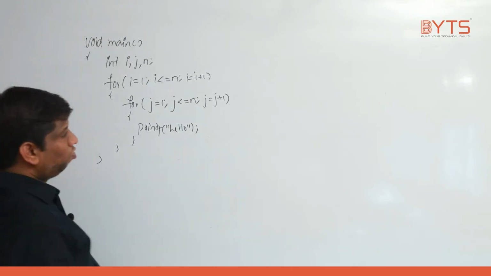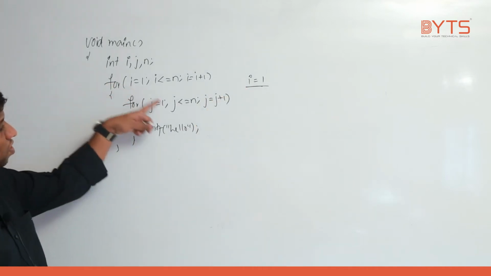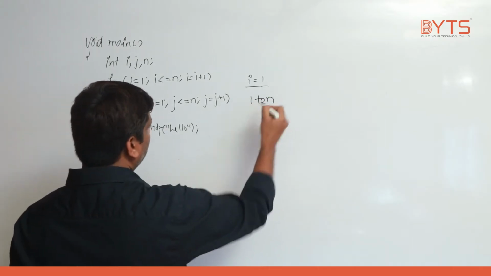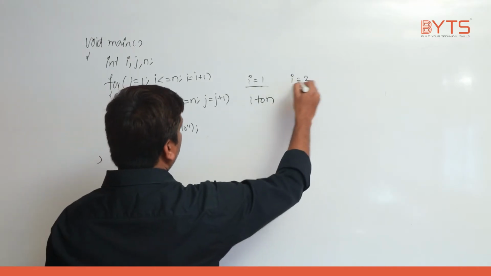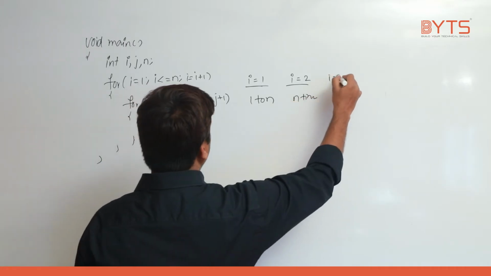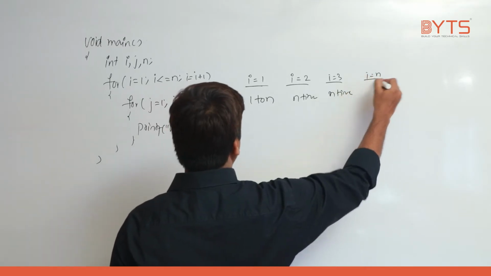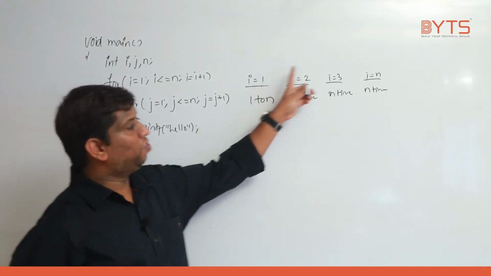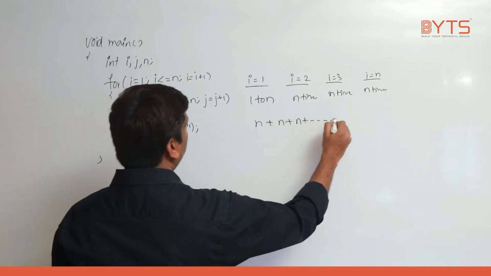Now see here. When i value is 1, you come inside, j is repeated how many times? 1 to n times, right? When i value is 2, j loop repeated how many times? n times. When i value is 3, j loop repeated how many times? n times. When i value reaches n, j loop repeated how many times? n times. So what is the total number of times this loop repeated? Can you please tell? n plus n plus n plus up to n.